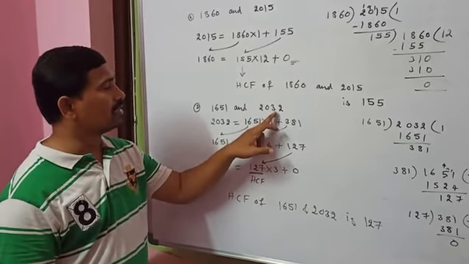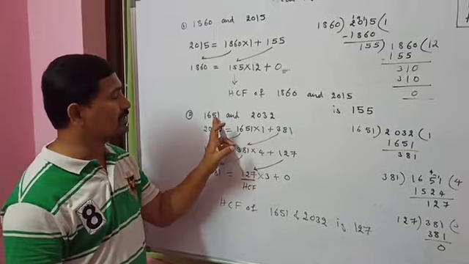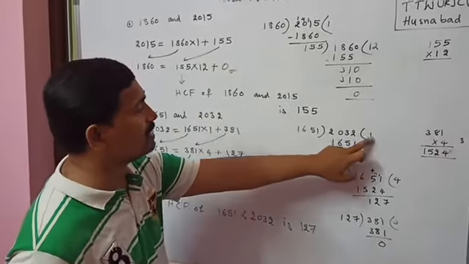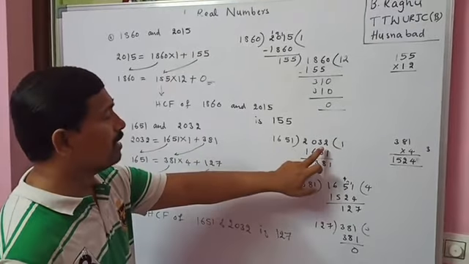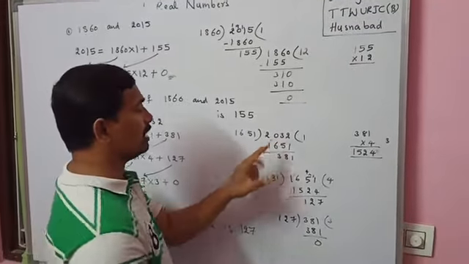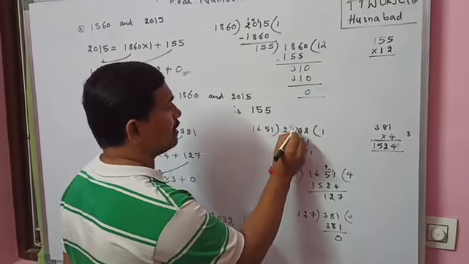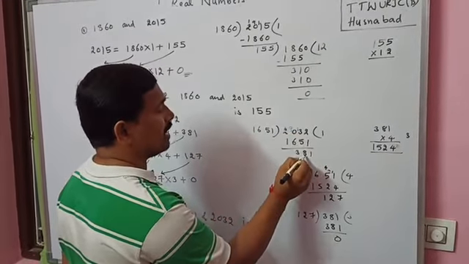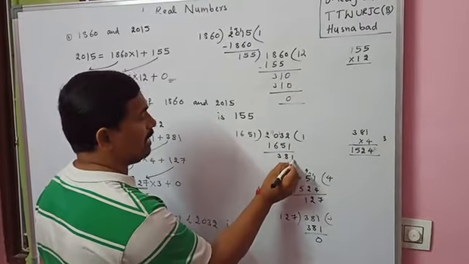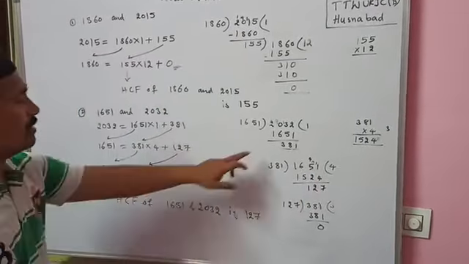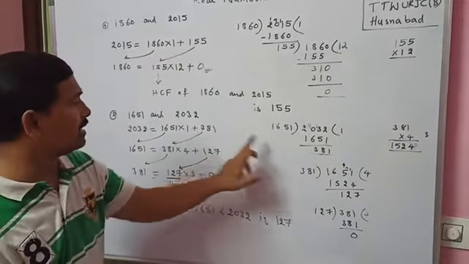Here 2032 is a greater number than 1651, so divide 2032 with 1651. 1651 ones are 1651. By subtracting, 2 minus 1, 1. Here we can't subtract 5 from 3, so carry forward: here 1, here 10 means I had 9, here 13. 13 minus 5, 8. 9 minus 6, 3. 1 minus 1, 0. 381. So 2032 can be written as 1651 into 1 plus 381.